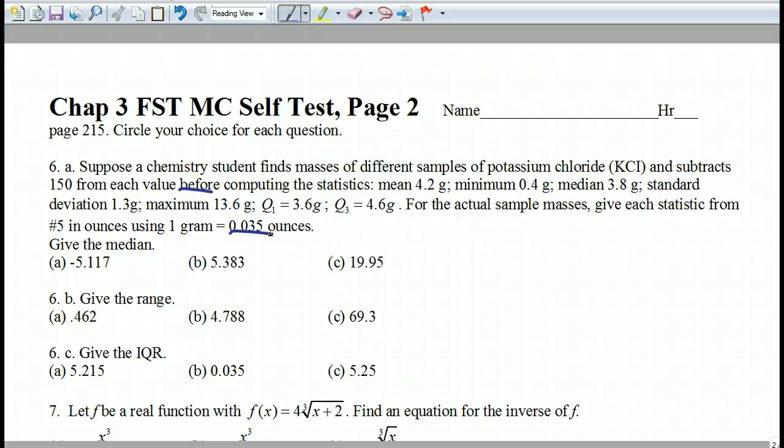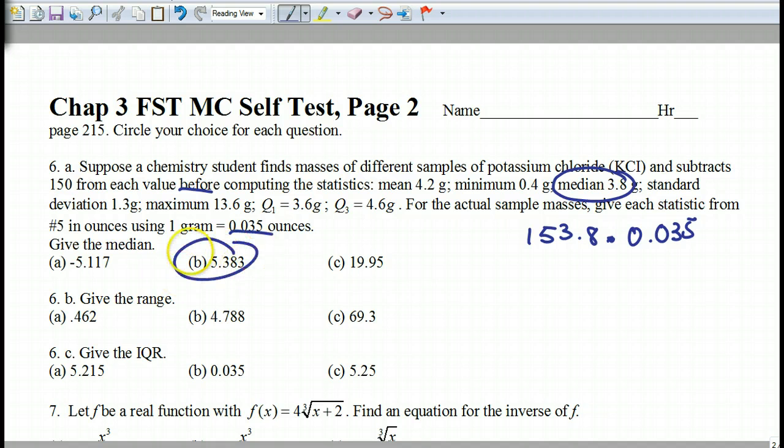What are we doing to the median, you guys? No, you're going to multiply by 0.4. Yep. Okay. So if the median, you're going to add that to 150 again, so you have 153.8. You're going to multiply it by 0.035. Yep. They should have gotten B.